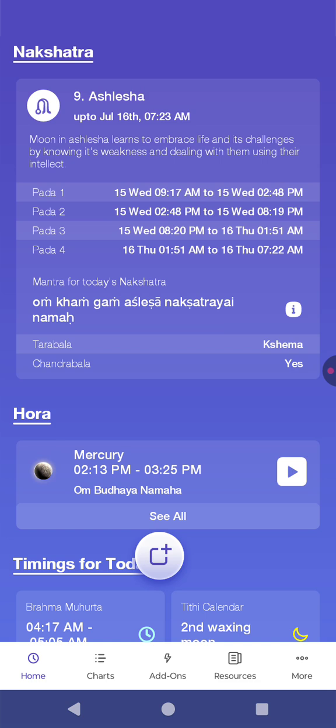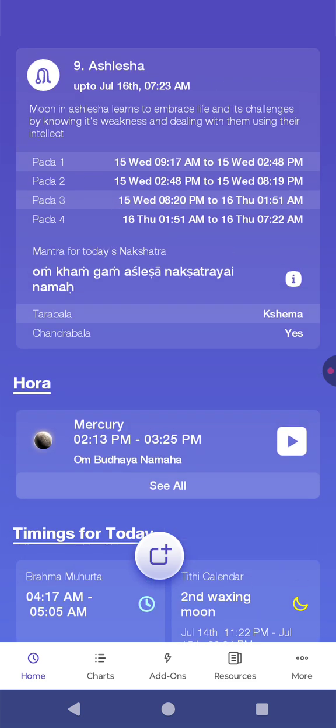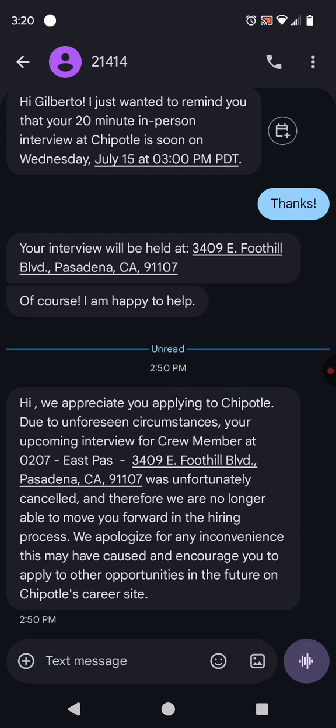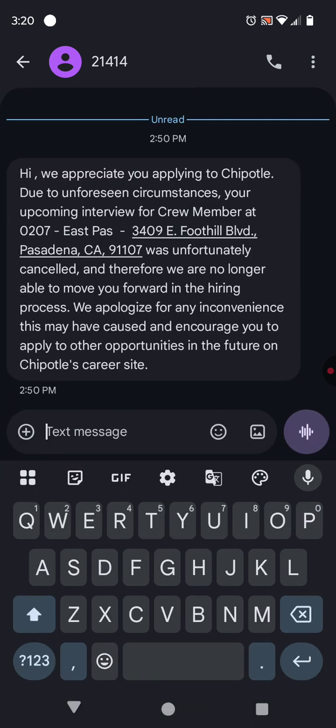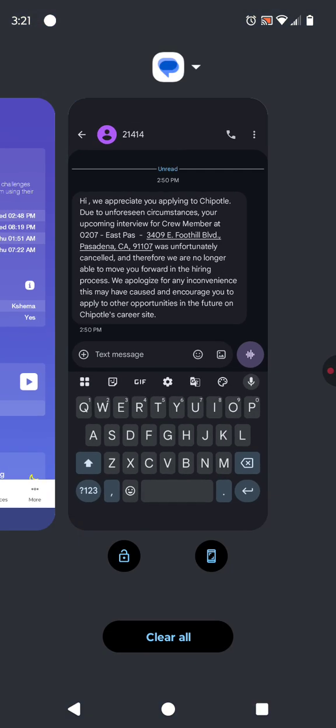So Mercury tends to be useful for things having to do with either administration, travel, etc. And I actually had a job interview today, so I'm going to show you guys something. If you look here, I had a job interview at 3 p.m., which falls under the hour of Mercury. And last minute, it got canceled due to unforeseen circumstances. Your upcoming interview was unfortunately canceled. So that's pretty interesting, right?